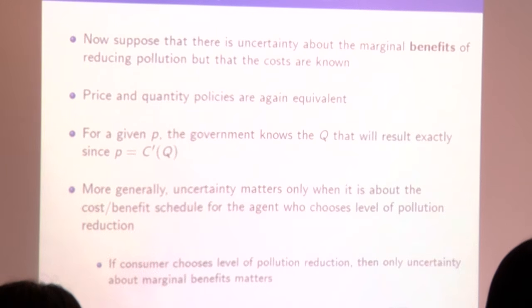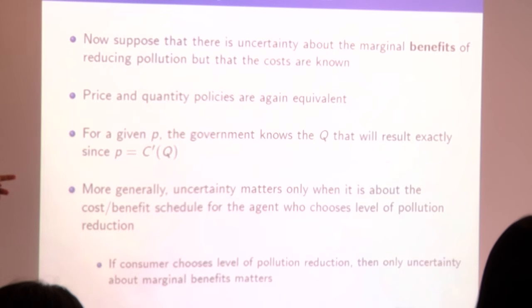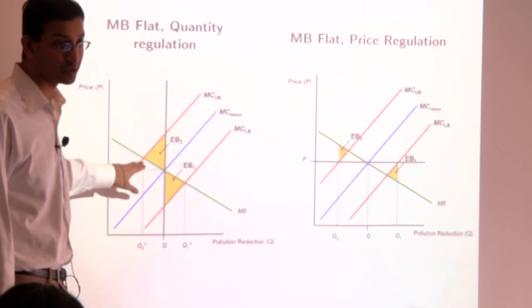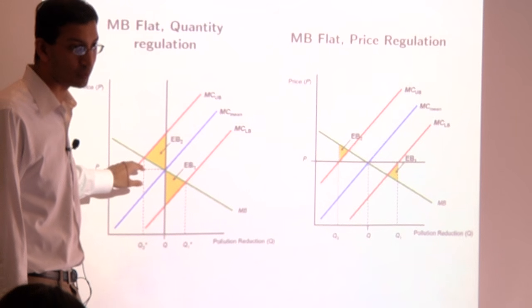I'm confused. Confused by this slide or the one before? No, this next one, this last point you're making. So here it's clear why it's uncertainty about the marginal cost that matters, right? Because that's the side of the market that's choosing the quantity.